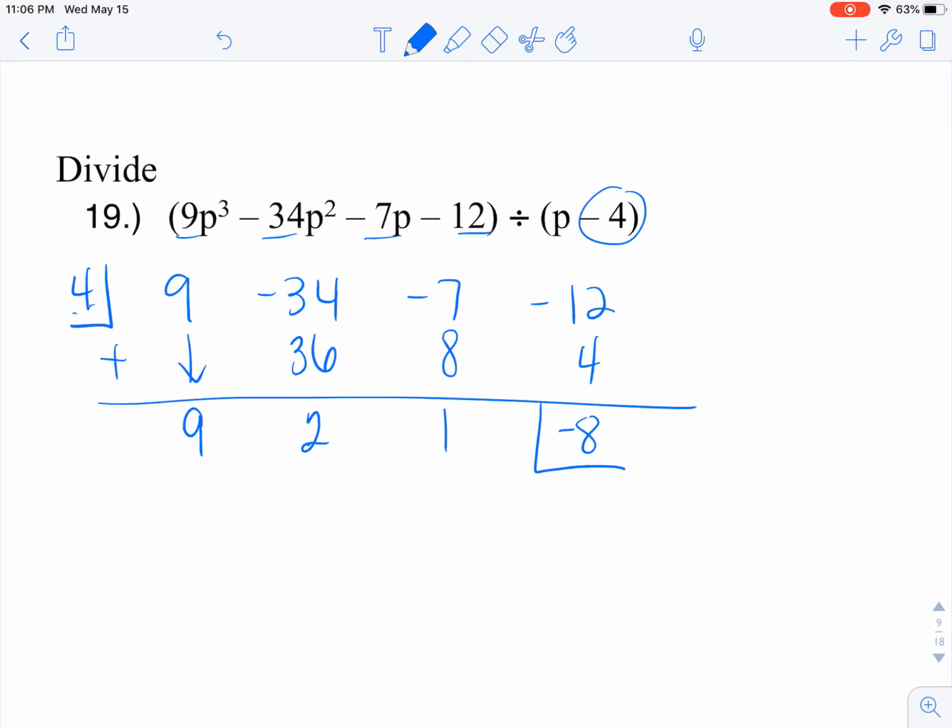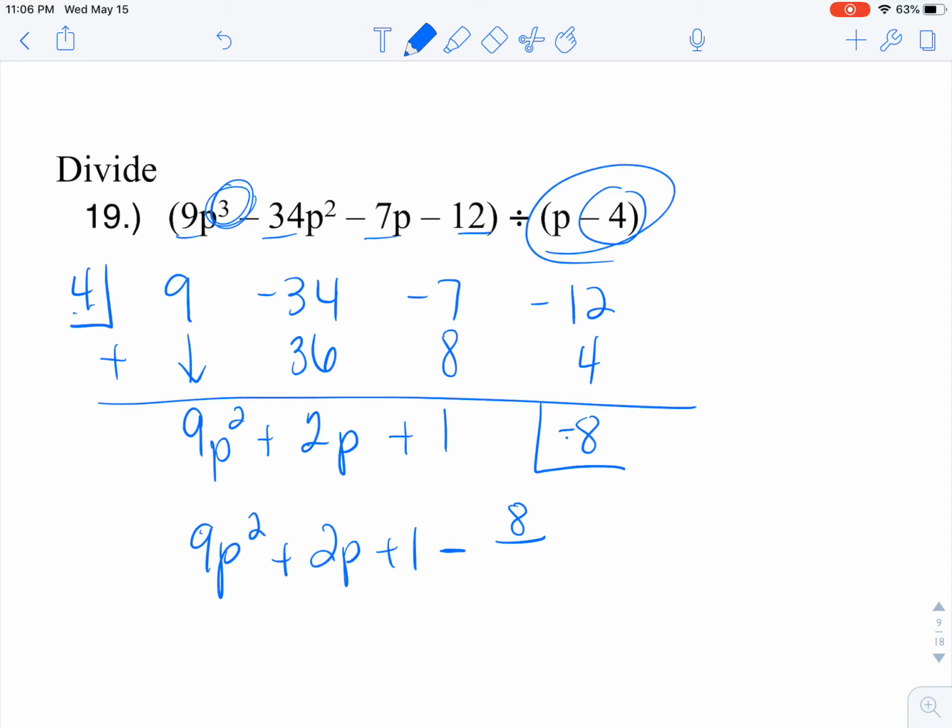So then to write my solution, my original started with p to the third. So my answer is going to start with p to the second. And then, so then we have, here, let me write it down here. 9p squared plus 2p plus 1. This is a negative, so minus 8 back over the p minus 4.